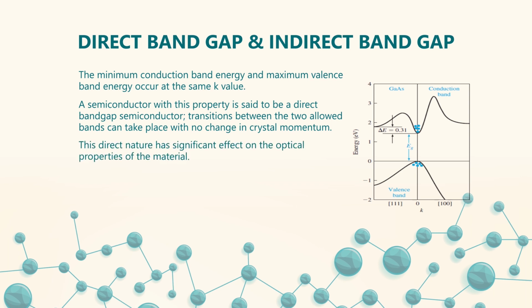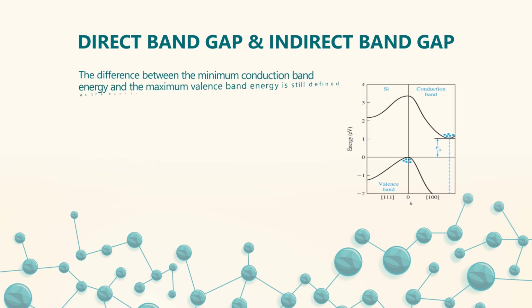The direct nature has a significant effect on the optical property of the material, and gallium arsenide is an example of it. It is used in lasers and optical devices. The difference between the minimum conduction band energy and the maximum of the valence band energy is still defined as the energy gap, or EG.